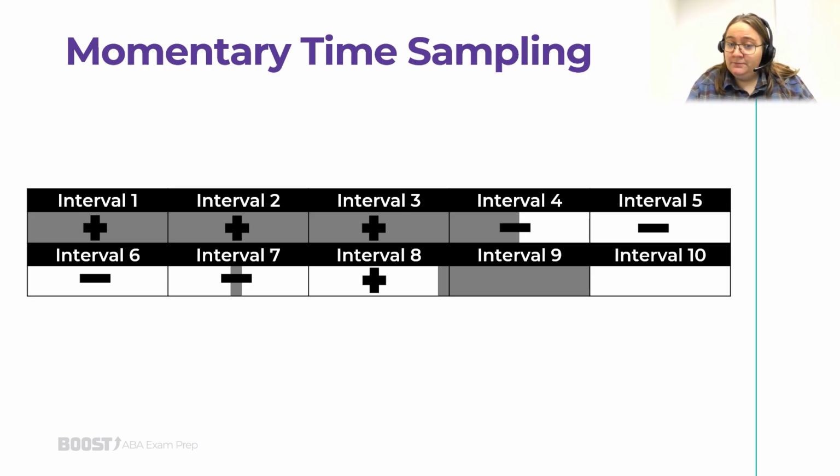Interval 8, though, we would score as a yes because, again, it's at the very last second. It's at the end of the interval. We looked up and that vocal stereotypy was occurring, so we would mark this as a yes. Same thing for interval 9, and then interval 10 has nothing, right?